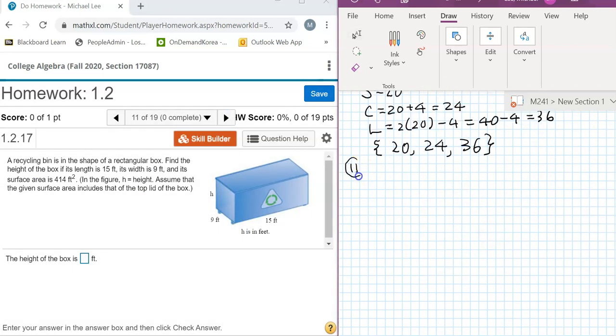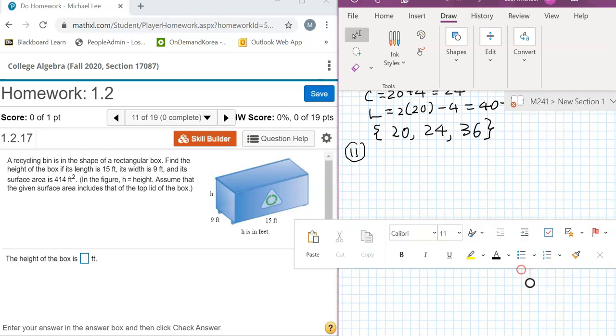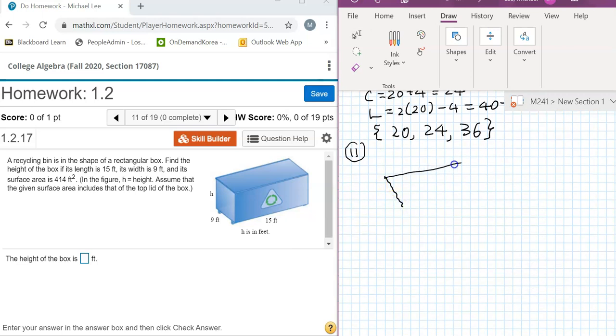So it is 11 now. A recycling bin is in the shape of a rectangular box, as you see. Find the height of the box if the length is 15, as you can see, and the surface area is 414. So let me try to copy this, if I can. Something like this, is that right? I'm not perfect, but I'm trying. Like this. Not bad.